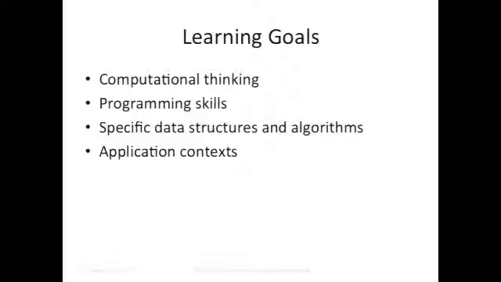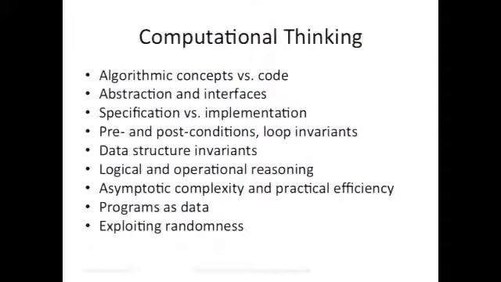So I broke down the learning goals along various dimensions: the computational thinking, the programming skills, the specific data structures and algorithms that we wanted them to learn, and application contexts. And when I gave this presentation first to the faculty before delivering the course, I think there was some incredulity. People were not believing that I would actually be able to do all of that. But it turned out that it actually worked fairly well, and I think because we stuck to these guiding principles to combine computational thinking and algorithms and programming in one sort of package.